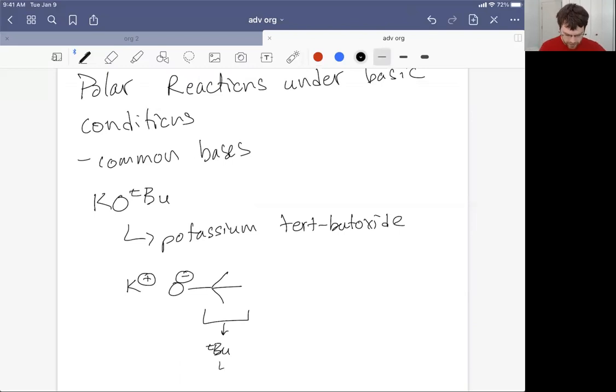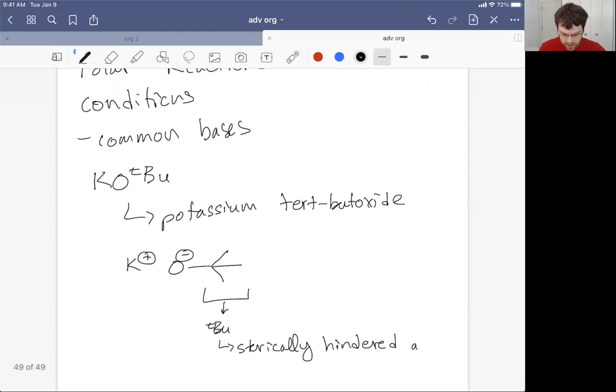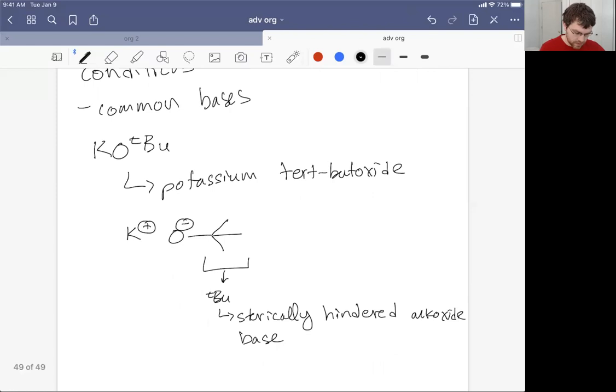The tBu provides a lot of steric hindrance. So I'm going to call this sterically hindered. Nobody in my career has suggested that sterically is not a word yet, although I'm not convinced that it is. Anyway, it's a sterically hindered alkoxide base. And what this means is that since it's sterically hindered, it's rarely going to do nucleophilic addition, only in the case when the electrophile is sufficiently unhindered.